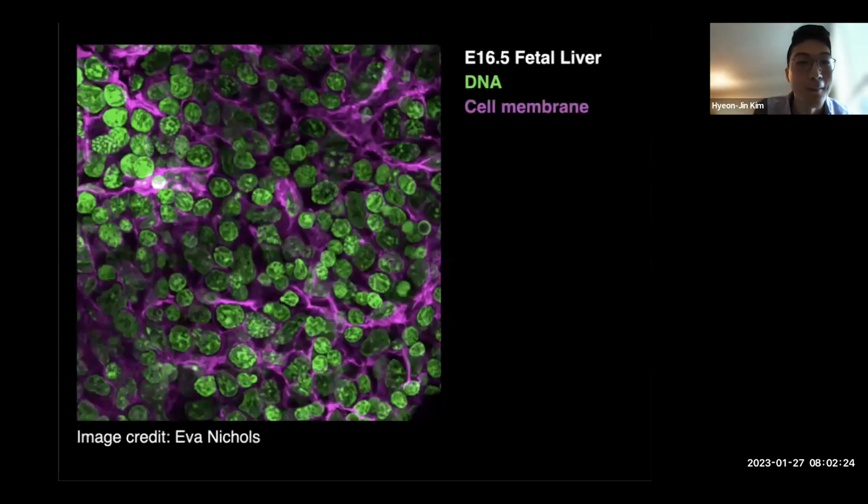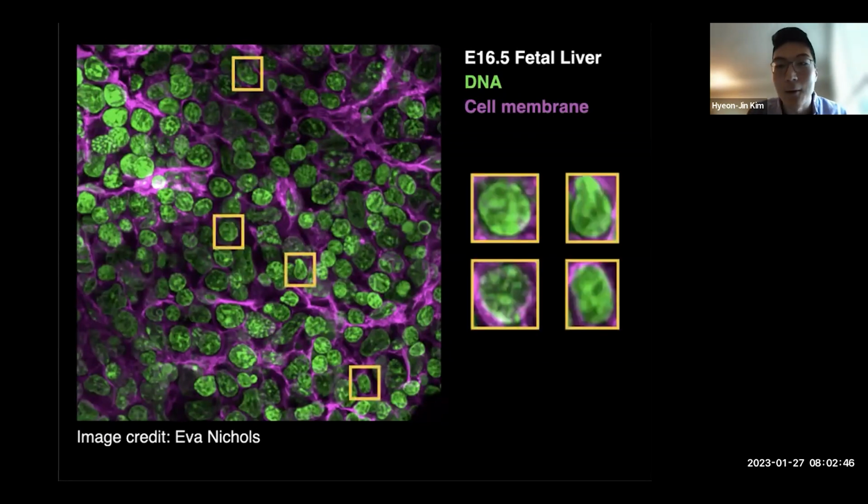where each neuron is colored differently in this brain section. And I would like to show you one other image, which is an image of a tissue section from a mouse E16.5 fetal liver, where green shows you the nucleus, and the magenta shows you the cell membrane. What I'd like to highlight is that in this tissue section alone, you can see how different each nuclei look in terms of size, shape, and morphology. And currently, we don't really understand why we see this heterogeneity, and if this variation in size and shape matters at all in the context of development.